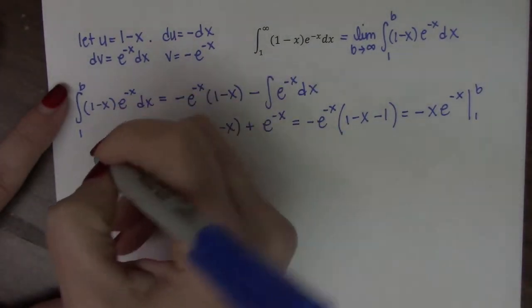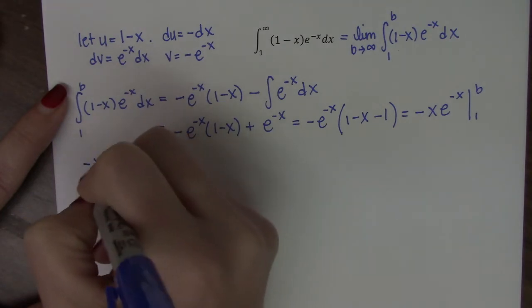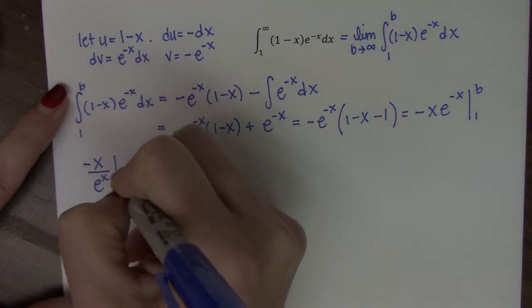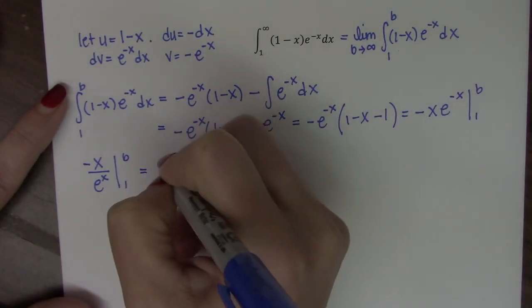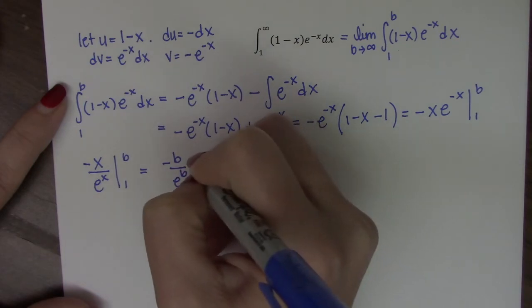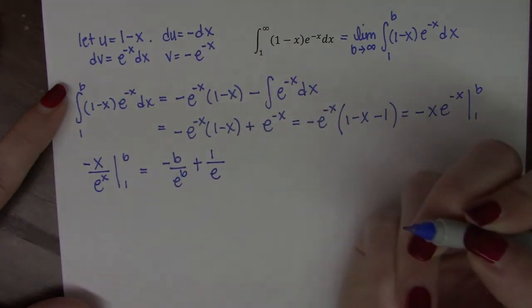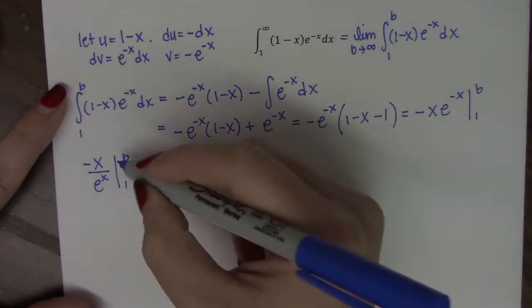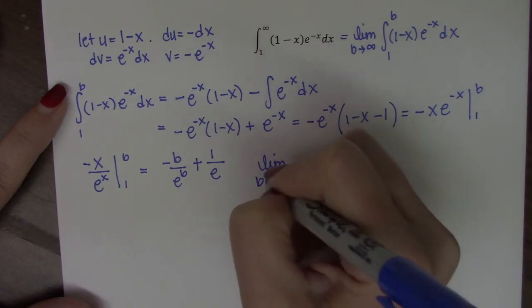Just like before, I plug my bounds in. I would write this as negative x over e to the positive x, so we can distinguish between our numerator and denominator. And we're going to get negative b over e to the b minus 1 over e. It's a minus, that's why it changes to a positive. So this is what we want to take the limit of.